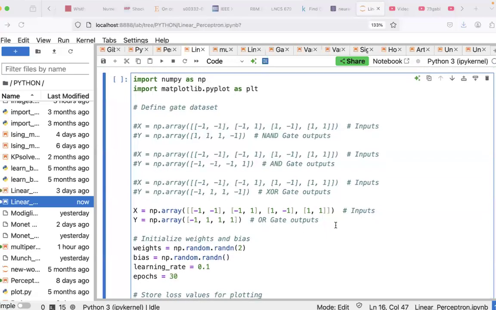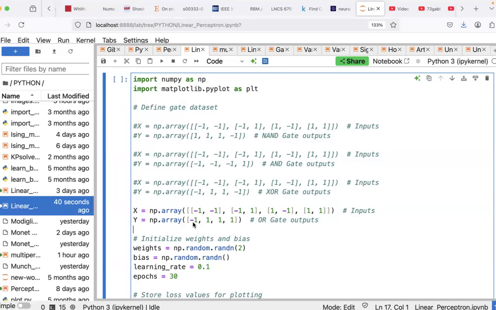You see that in the first part, I define the data, which consists of a pair of inputs, x1 and x2, and the corresponding label, y. For example, if you want to model the OR gate, these are all the possible inputs. There are four pairs, and when the input is false and false, the output is also false.